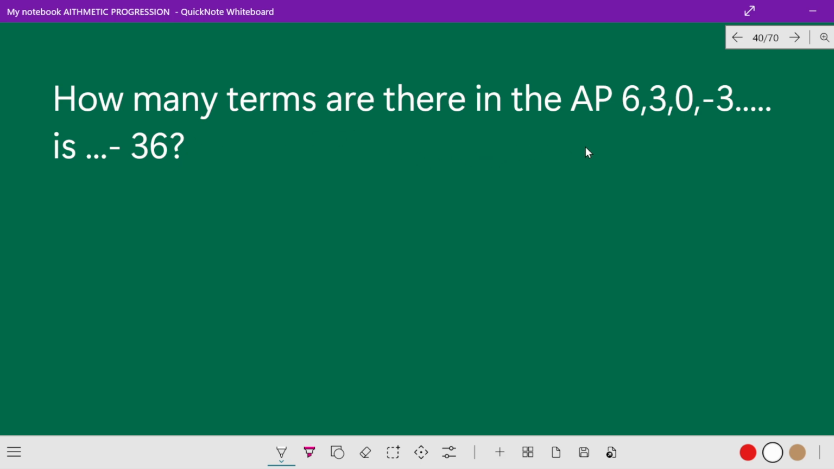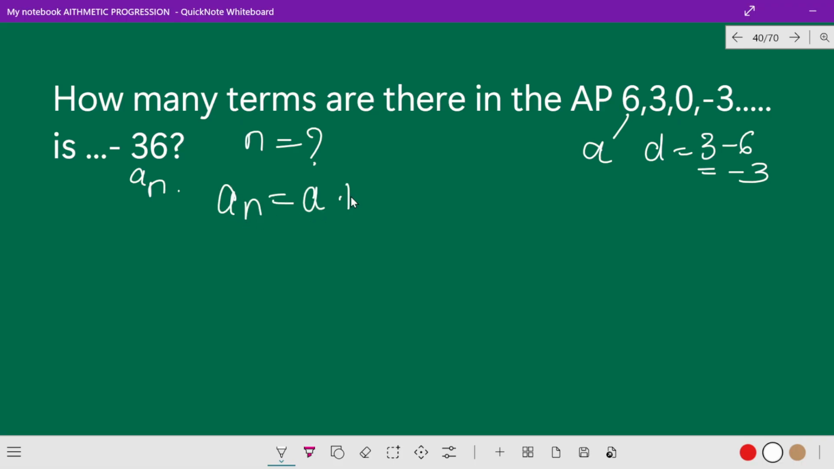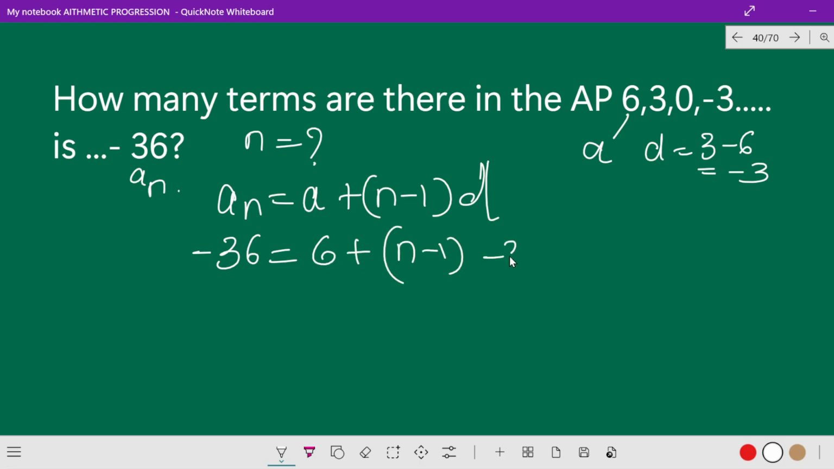Next, how many terms are there in the AP? The AP given ends at minus 36. How many terms means you have to find n. So this is your a. d is equal to 3 minus 6, the answer is minus 3. Now this is your an. So put the formula: an is equal to a plus n minus 1 into d. an is minus 36 is equal to 6 plus n minus 1 into d, where the d value is minus 3.